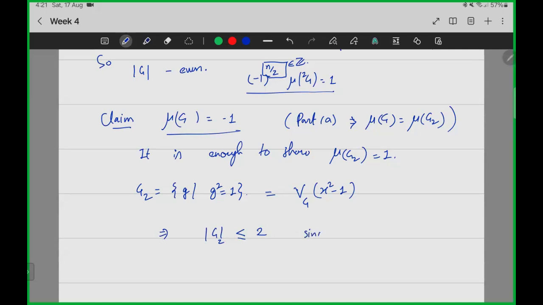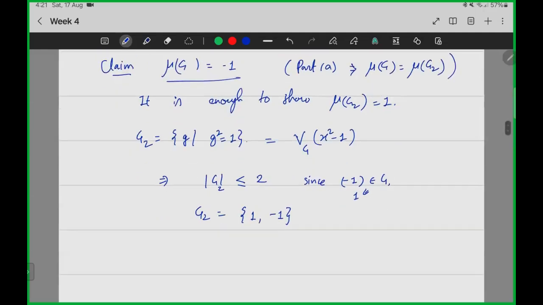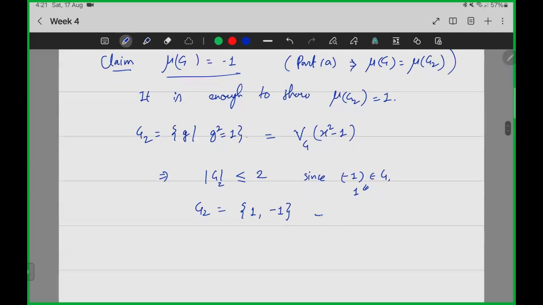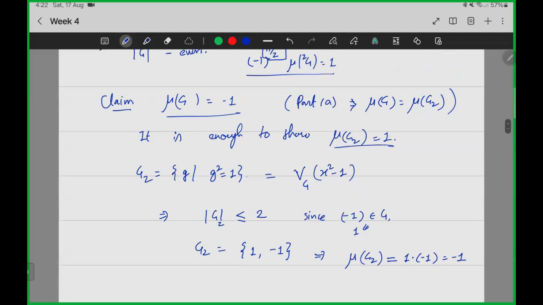And since -1 belongs to G and 1 already belongs to G, G2 is nothing but 1 and -1, right? Yes. Correct. Now from here it is clear. This implies that mu of G2 is 1 times -1, which is equal to -1. So we have shown mu of G2 is -1.